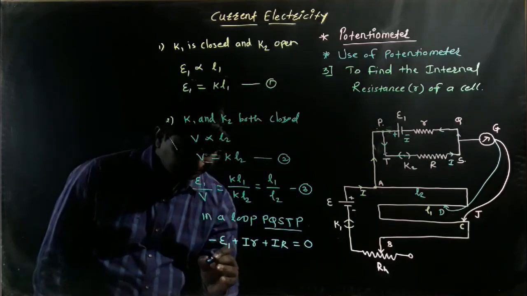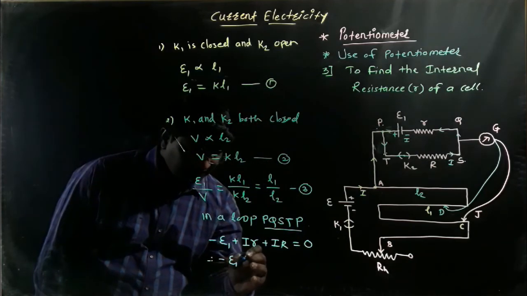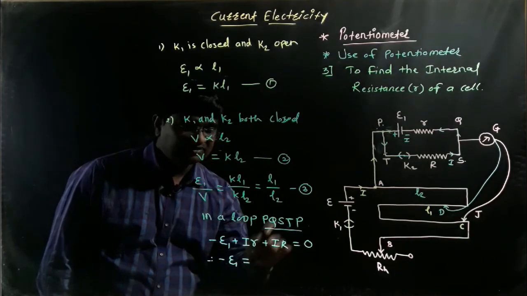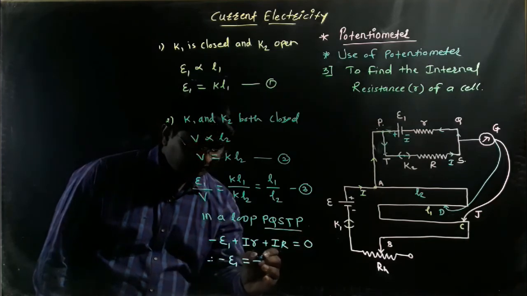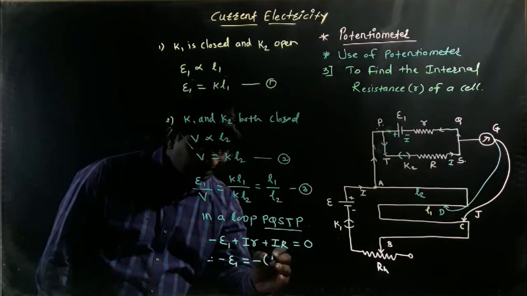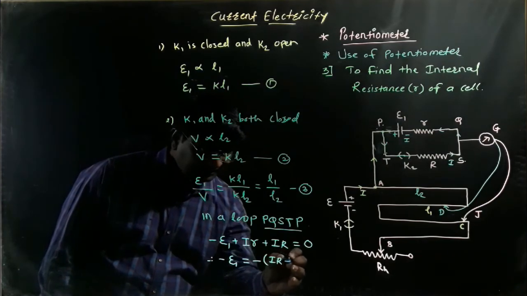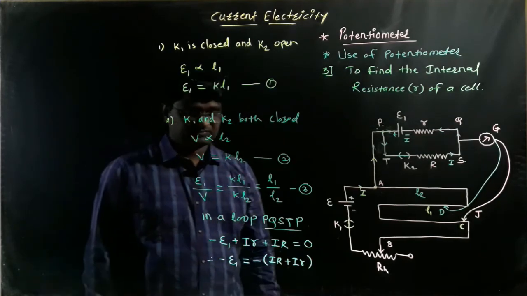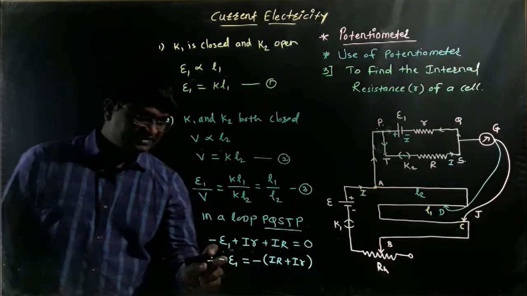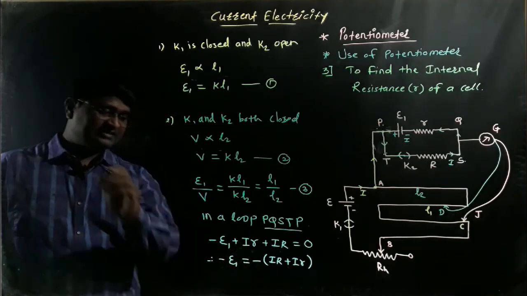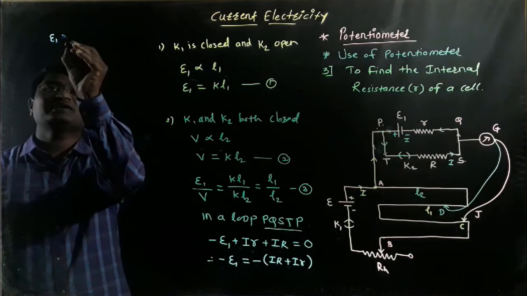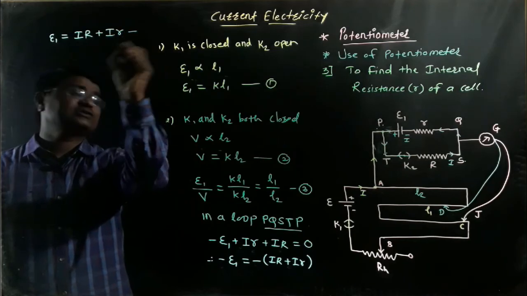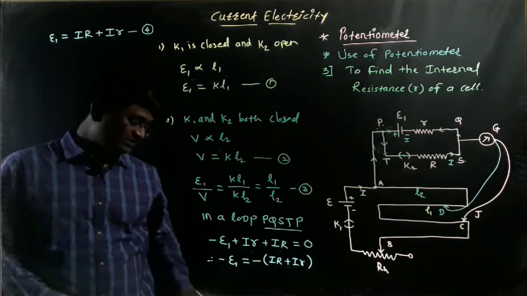So it means that here minus epsilon 1 is equal to this plus IR and this plus IR. Okay, so minus, plus, that is minus. You get it? So after that, this negative sign will be cancelled and we find epsilon 1 is equal to IR plus Ir. So this is equation number 4. This is a very important equation.